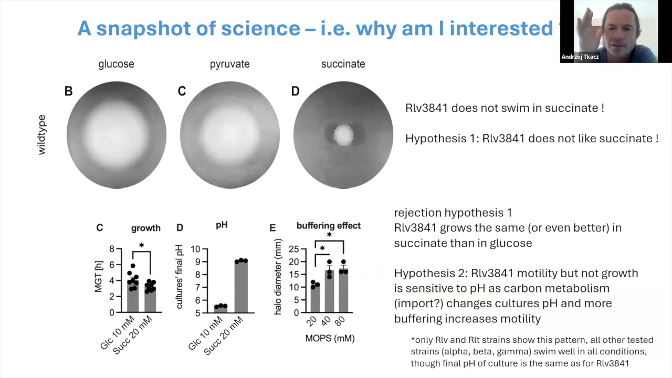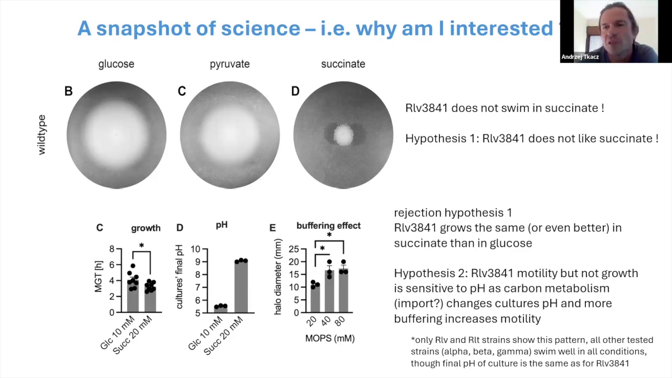So okay, a bit of science. Basically, how did I get into this field? How did I get this idea? This is an experiment from Oxford, still unfinished. It's just a snapshot of science, two slides. We have a bacterium called Rhizobium leguminosarum VC3841. And when this bacterium is put on semi-solid plates, what you see here is a picture of a Petri plate from the top, and we let it swim. It's a semi-solid agar. And it swims very well in glucose, somewhat in pyruvate, but doesn't swim in succinate. Okay, as simple as that.